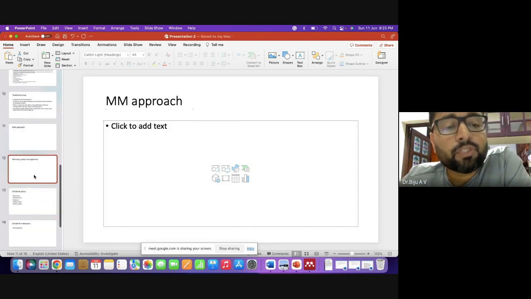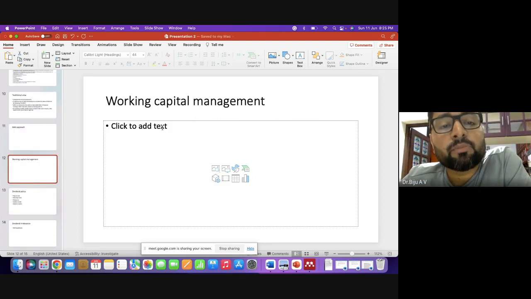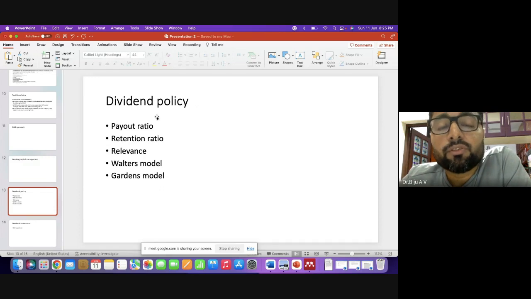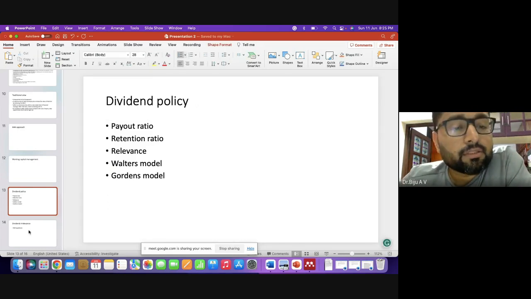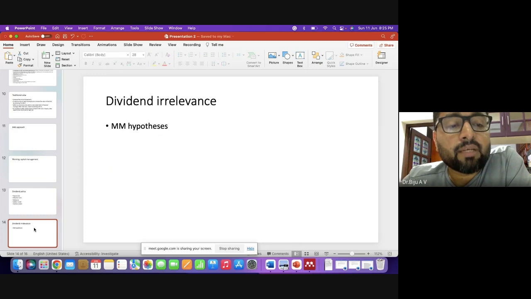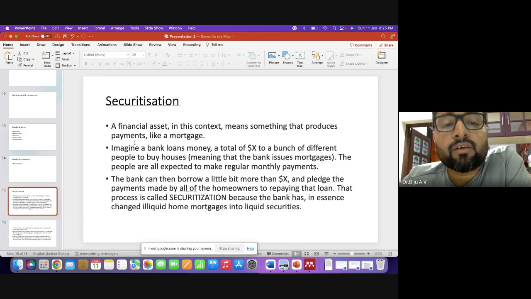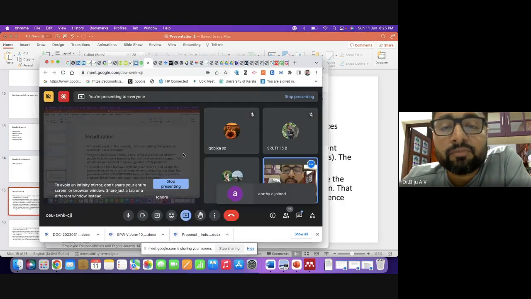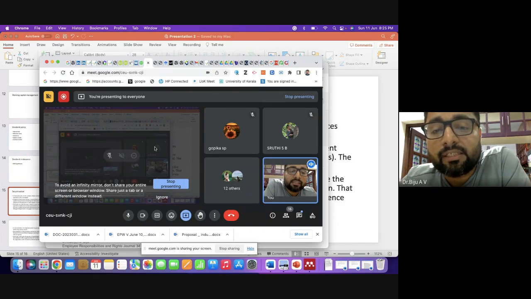Okay, so you should go through working capital management, like inventory, debtors, cash, etc. And of course, the dividend policy. We have two types of theories: relevant theory, which contains Walter's model and Gordon's model, and dividend irrelevance, that is the hypothesis. And there is another thing, securitization, which is also stated in the syllabus.